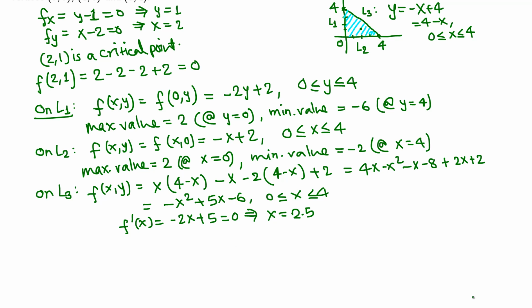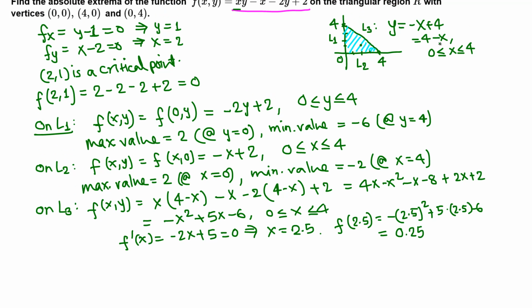Okay, let's use our calculator. f at 2.5. By the way, we don't have to worry about y, there is no y mentioned. Minus 2.5 squared plus 5 times 2.5 minus 6, which is positive 0.25. That happens at x equals 2.5, and y is in fact 4 minus x, so 4 minus 2.5, so 1.5. Anyway, we are only interested in finding the absolute maximum and minimum value.